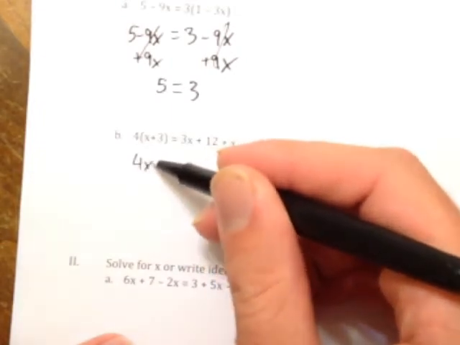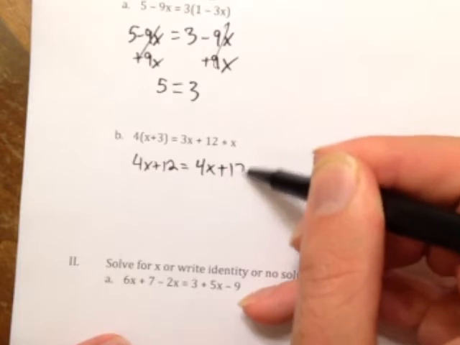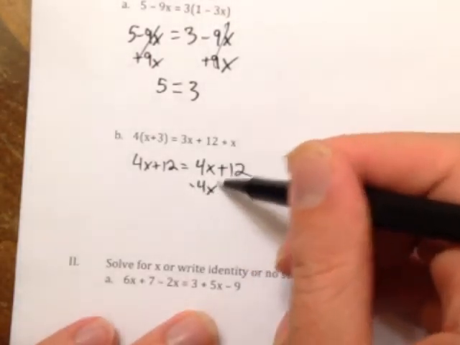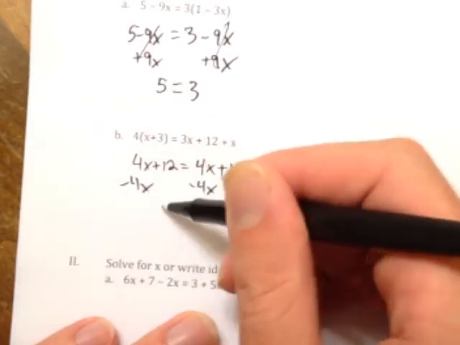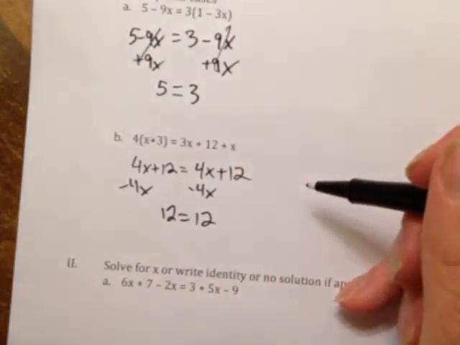Over here we get 4x plus 12, and over here we get 4x plus 12. We get the exact same thing on both sides. I mean, if you wanted to, you could try to subtract 4x from both sides, and all you'd get is this fun little statement of 12 equals 12.